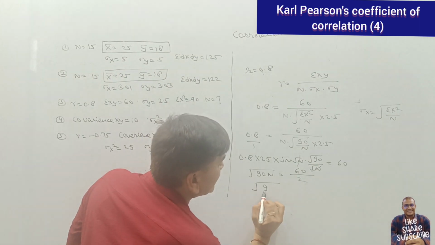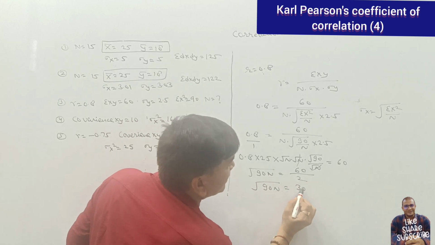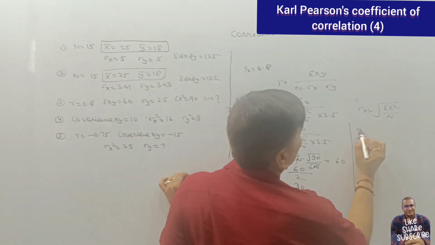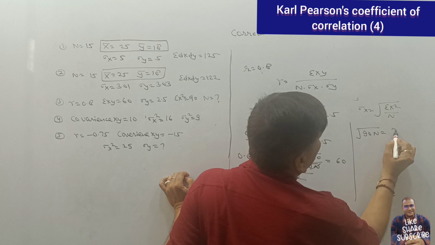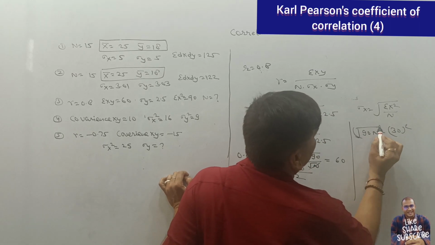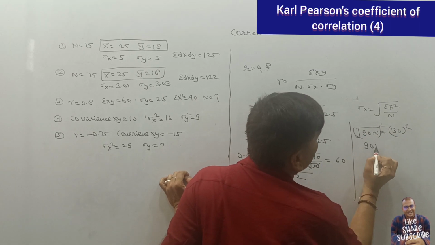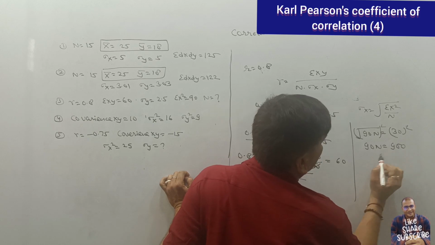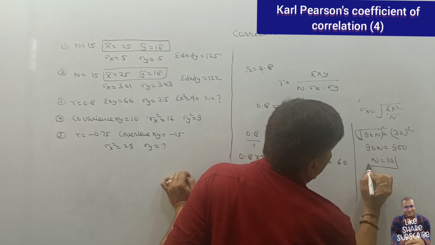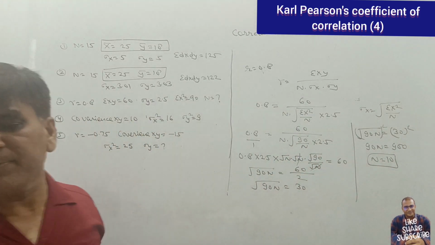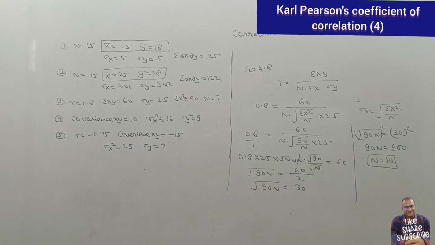So root 90 n is equal to 30. Taking square on both sides, we are having 90 n is equal to 900. So the n value is 10. So very easily we can calculate the value of n here, no problem at all.